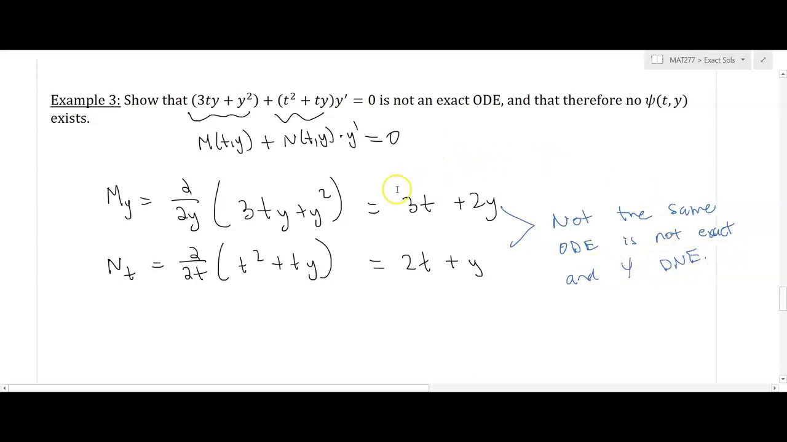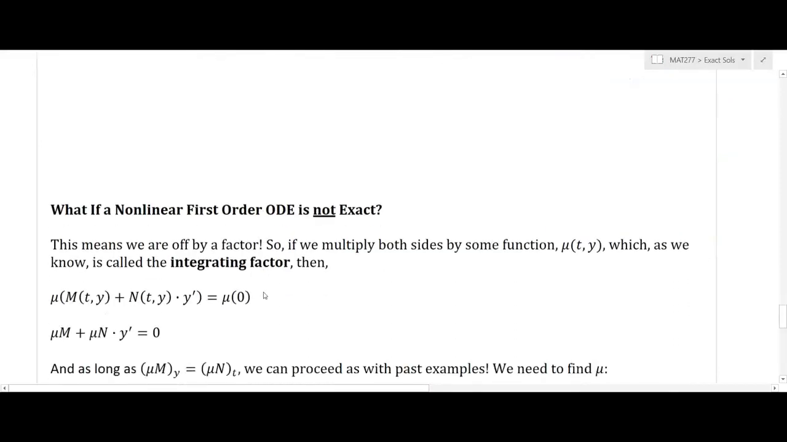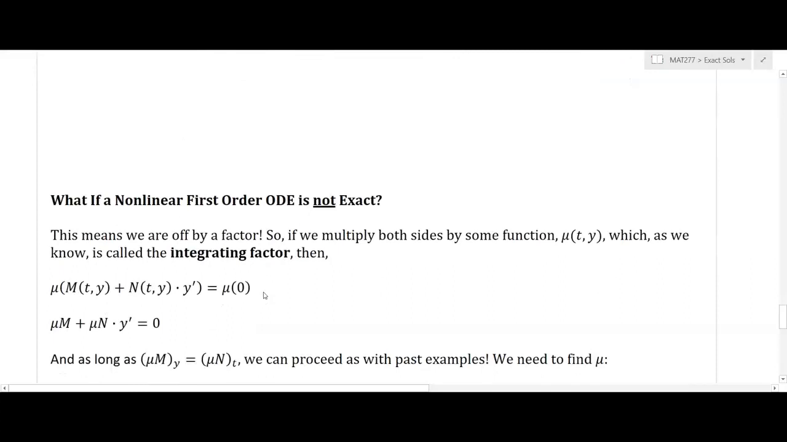So we're kind of stuck. We found an equation where our method fails. So what if a nonlinear first order ODE is not exact? Well, the beauty of this, and the reason I've introduced this method now, is because we can incorporate a factor, an integrating factor, just like solving first order linear equations. We can say, well, if we're off by something, maybe we can multiply both sides by this integrating factor.